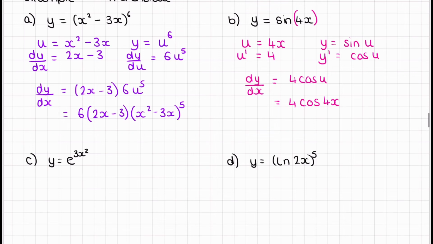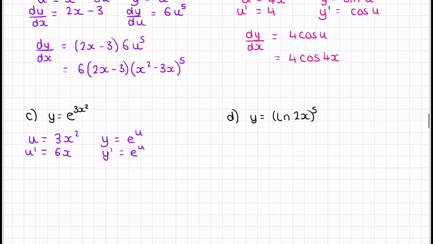Part C, y equals e to the power of 3x squared. The u in this case will be the power, because that's inside the exponential. u will be 3x squared, which means our y would equal e to the power of u. Do the derivative of each: u dash would equal 6x, and our y dash would just be e to the u, and then multiply these together to get our answer. Our dy over dx would equal 6x times e to the u, sub the u back in, and we'll get 6x e to the 3x squared.